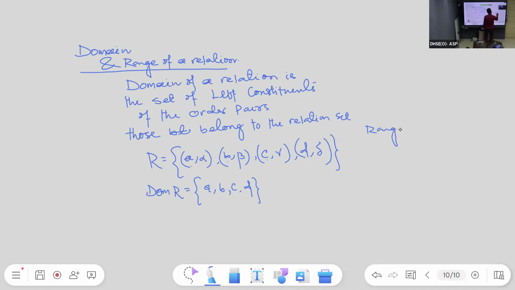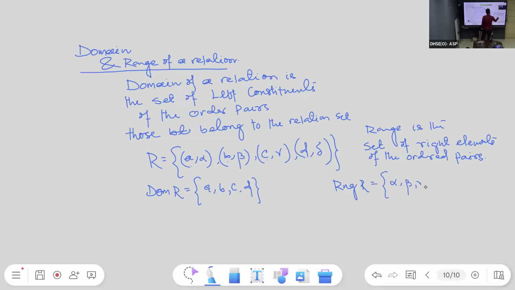Range is the set of right elements of the ordered pairs. Range R is equal to alpha, beta, gamma, delta. I hope it is clear to you.